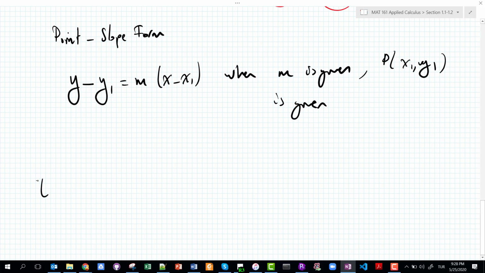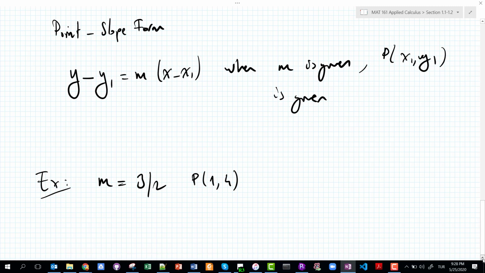So now we can solve an example. Let's say you know what the m is, and you also know a point that your line passes through.